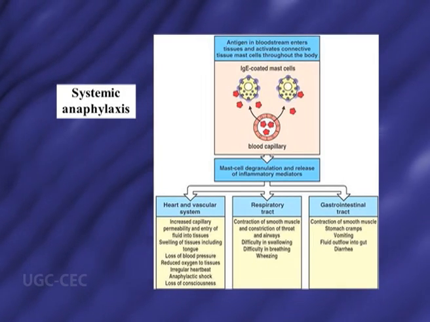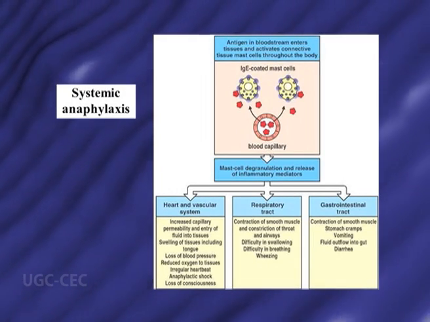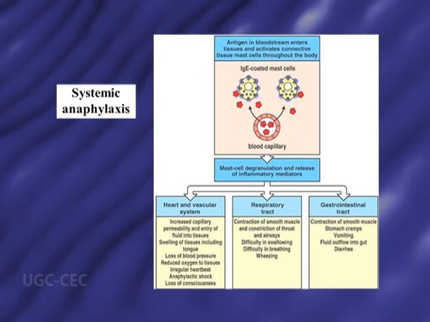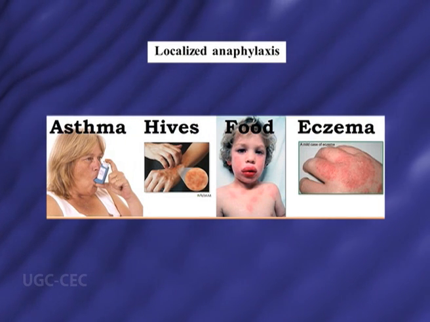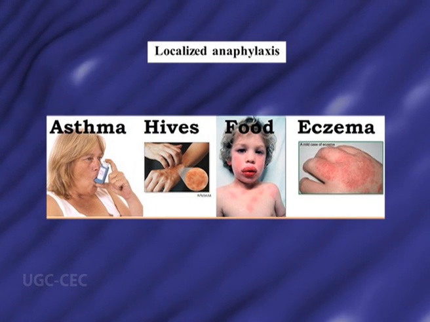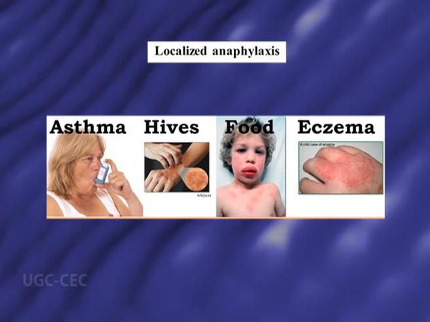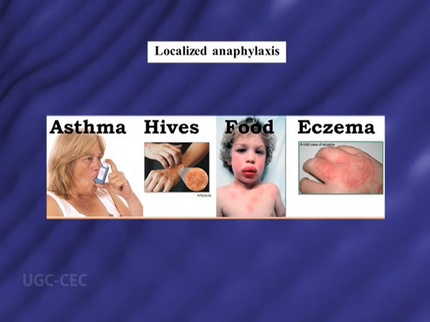Now if some molecule enters directly into the blood and type 1 hypersensitivity takes place, then it will lead to the destruction of many different organs and cells, and it will be called systemic anaphylaxis. But if the type 1 hypersensitivity or allergy is restricted to the site of allergen entry, that is, if it is localized, then it is called localized anaphylaxis, which is seen in case of asthma, eczema, food allergy, etc.